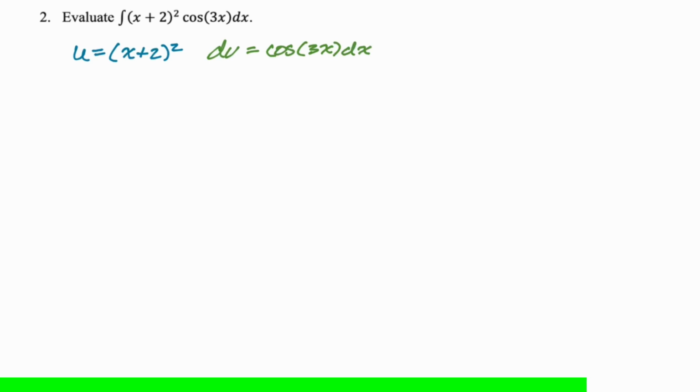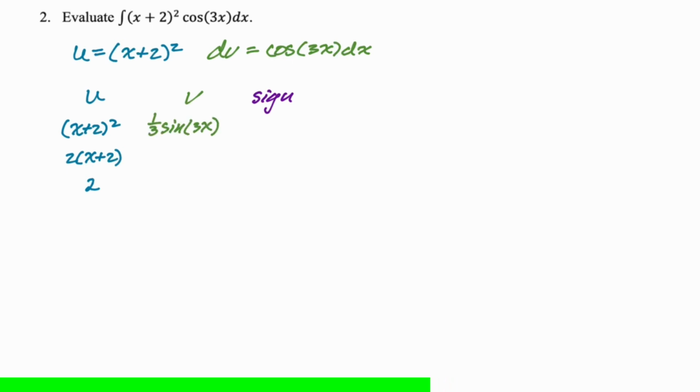I'm going to use a table on this because it's repeated. So u, v, and then the sign. For u, you're putting u in there and taking derivatives. So it'll be (x plus 2) squared, and then 2 quantity (x plus 2), and then just 2. And then it would go to 0, so 0 times anything is 0, so we don't go that far. For the v column, you start with dv and you have to figure out v, which in this case would be 1/3 sine of 3x.